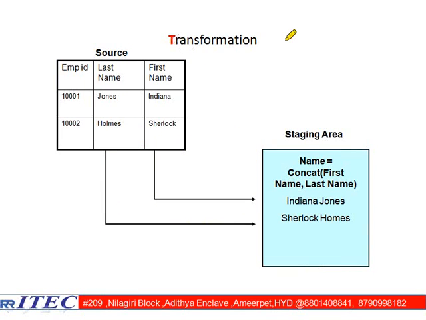Then what do you mean by transformation? Suppose we have first name available and last name available. Those two things we concatenate, and that is called one transformation. The main thing, I can say, is transformation. Extraction and loading are very small activities, but transformation is the major activity.